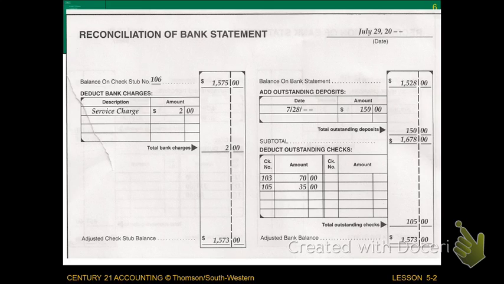So now take a look. Does the left column equal the right column? And they do. Our adjusted check stub balance equals our adjusted bank balance. So we have now balanced our checkbook and everything is accounted for.